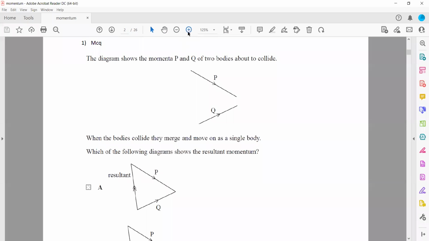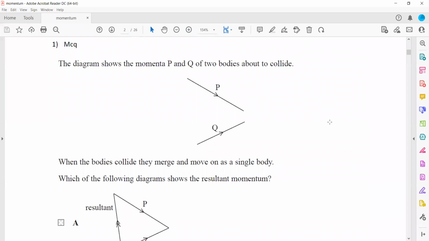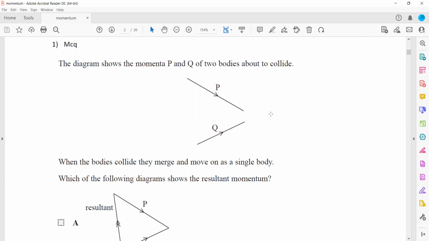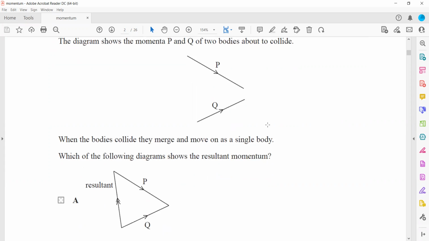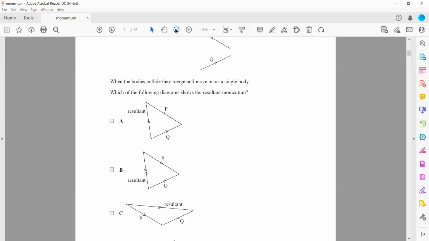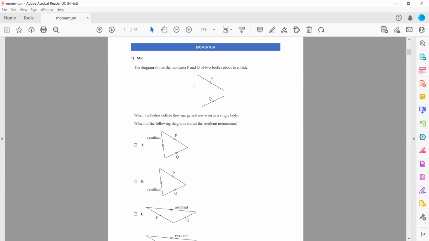The diagram shows momenta P and Q of two bodies about to collide. So two objects are colliding. When the bodies collide, they merge and move as a single body. Which of the following diagrams shows the resultant? So how will we work out the resultant? What we have to do is add, because this is like a vector addition.